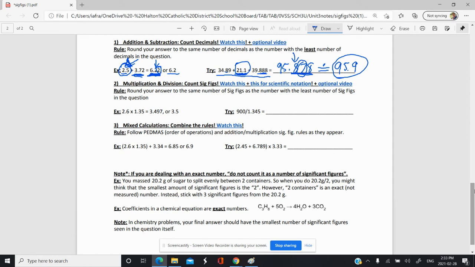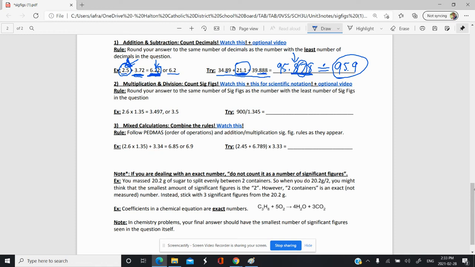Now, sometimes you might have to do multiplication and division. For that, it's not the same idea, because in addition, you have to look at the number of decimal places. In multiplication and division, you look at the number of significant figures specifically. Your final answer needs to have the fewest number of significant figures, because it needs to match the significant figures of your least precise measurement.